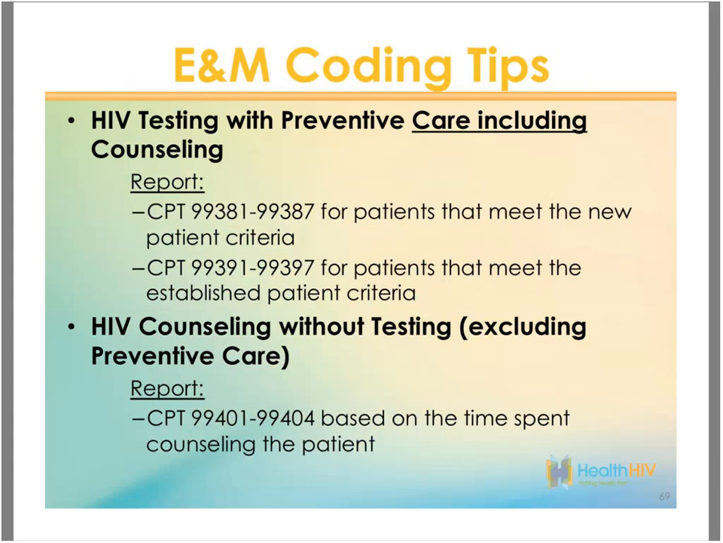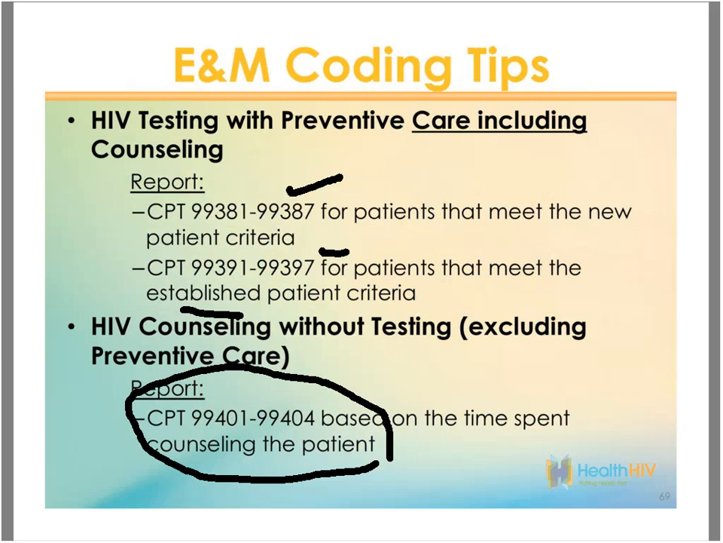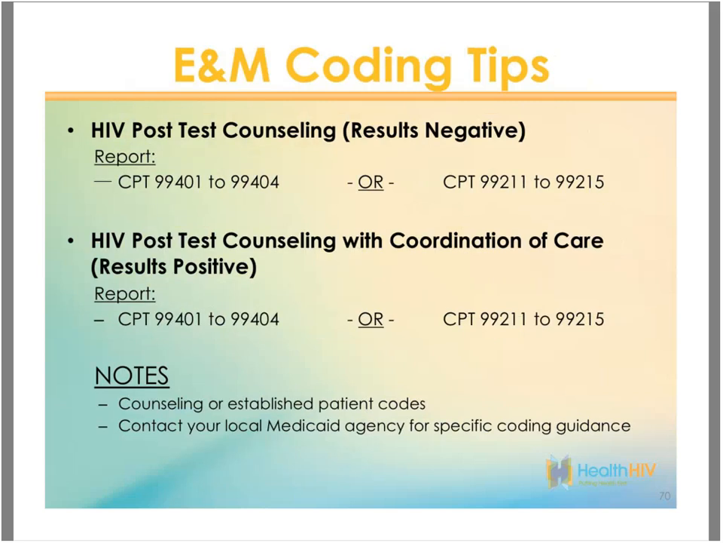E&M wrap-up: HIV testing or preventive care. If it's a new patient well visit, you would report one of the well visit codes for a new patient. If it's an established patient well visit, you would use one of the established patient codes to report that service. If it's counseling without any testing, you would use one of the counseling codes or follow up with your state Medicaid agency, because if they tell you to utilize one of the E&M service codes in place of counseling, then those are the instructions you should be following in accordance with your Medicaid agency.